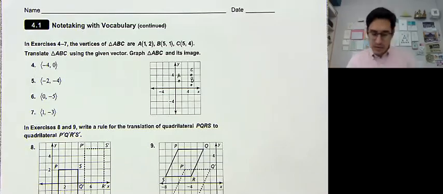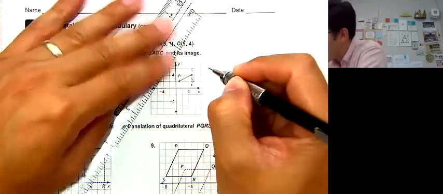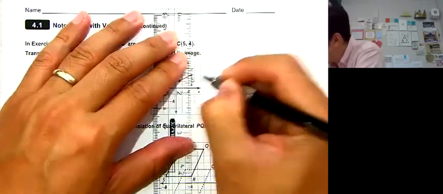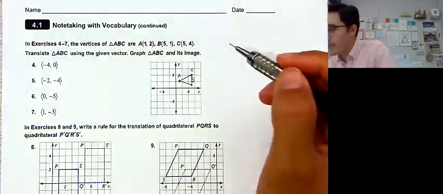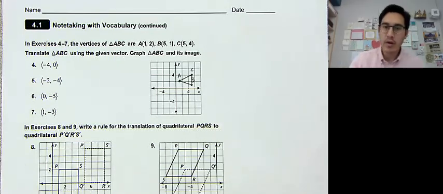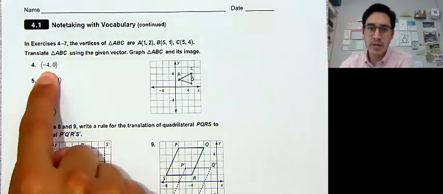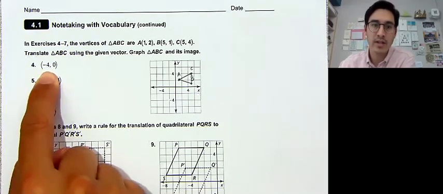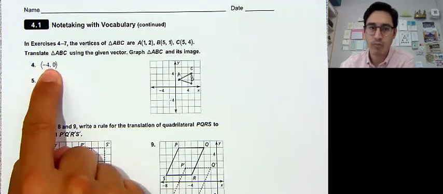Okay, so let's use a straight edge. So there is our triangle. We call that the pre-image. And then we're going to use these vectors in their component form to now shift or translate the triangle. So this is saying, let's move every point on that triangle 4 units to the left, because that's a horizontal component, and then we're not going to do any vertical component.